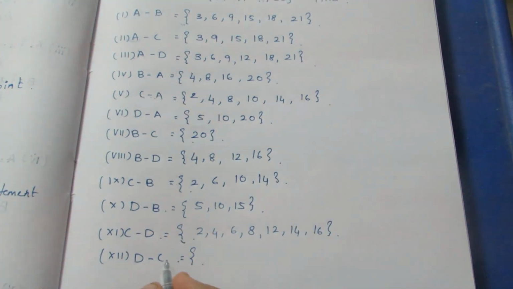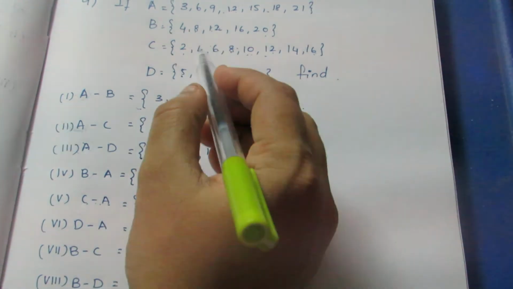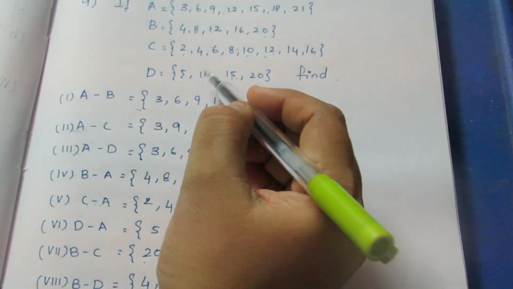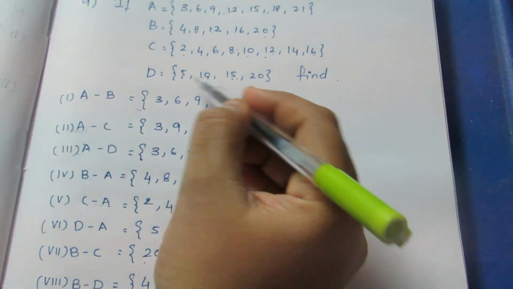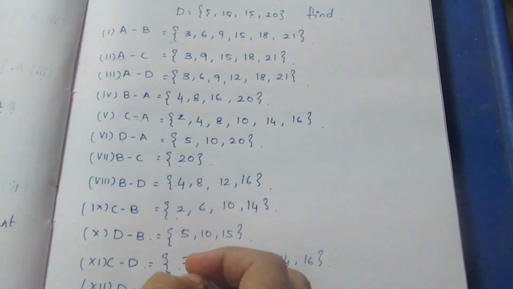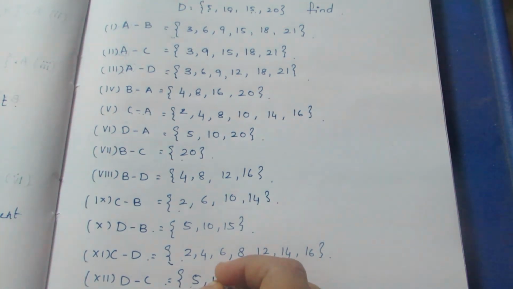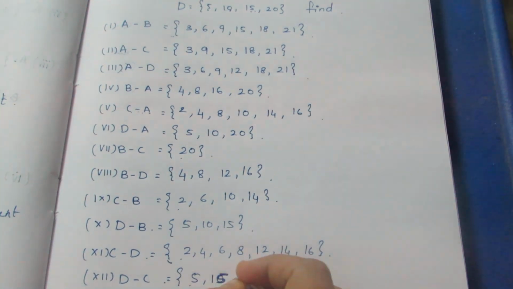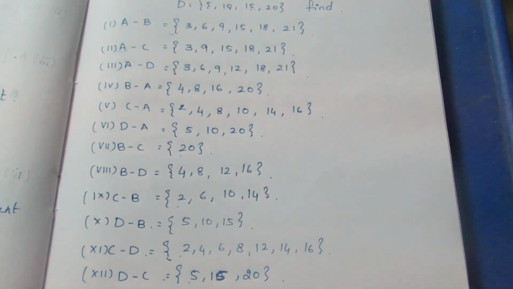Now D difference C. In D and C, remove the common elements, that is 10, and write the rest of D. Because D is the first set, you need to write the rest of D. Sorry, it is 5, 15 and 20. That's all with the sum.